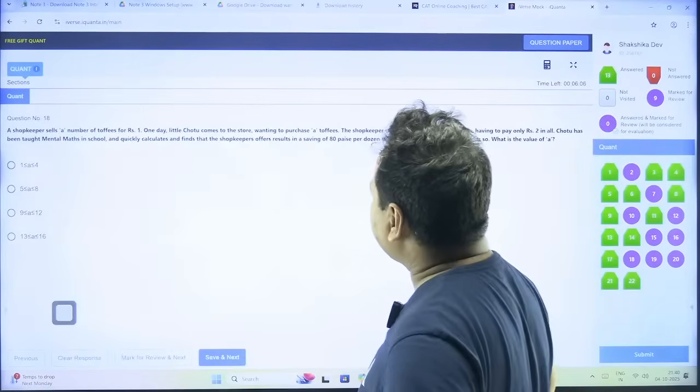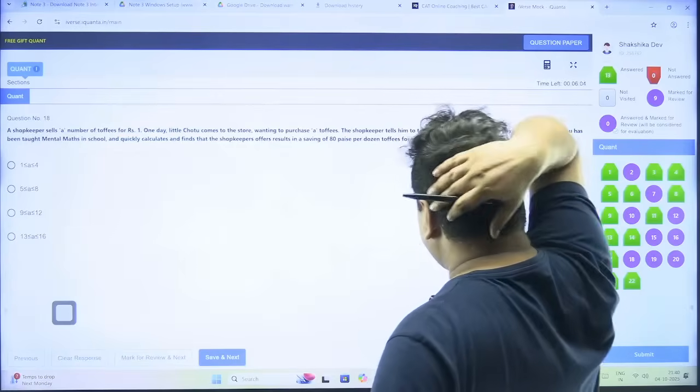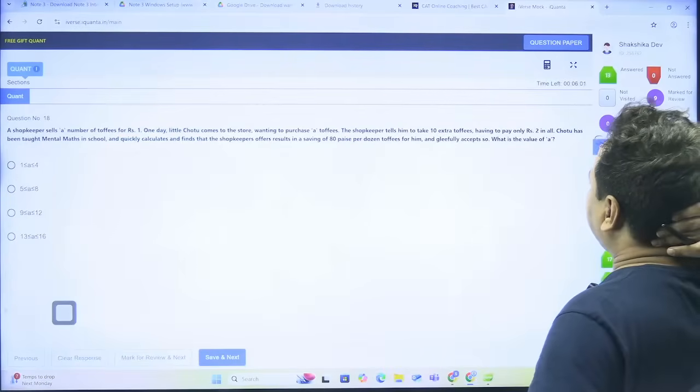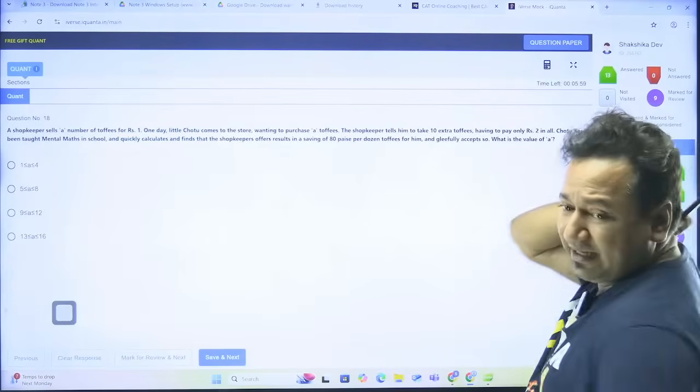8 toffees to ₹1. Chotu comes to the store waiting to purchase 8 toffees. Shopkeeper tells him to take 10 extra toffees, having to pay only ₹2 in all. Sometimes I'm using calculator, guys.